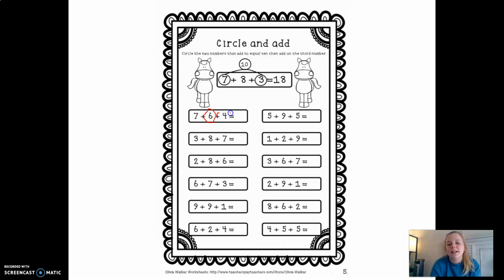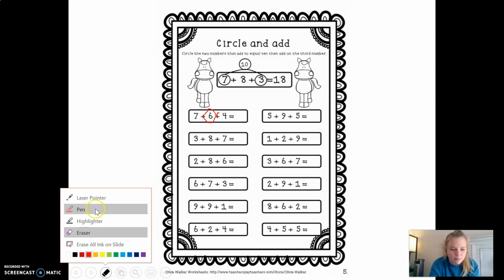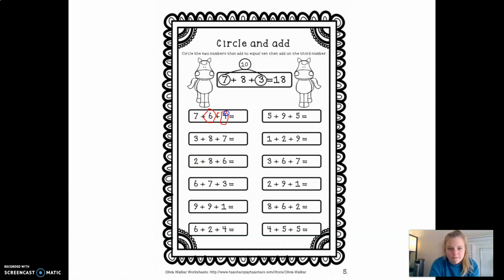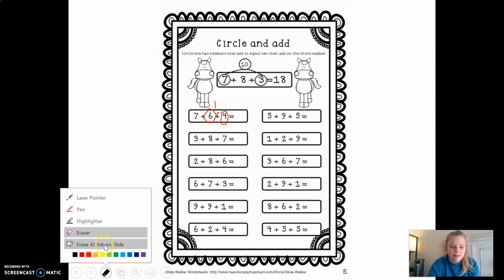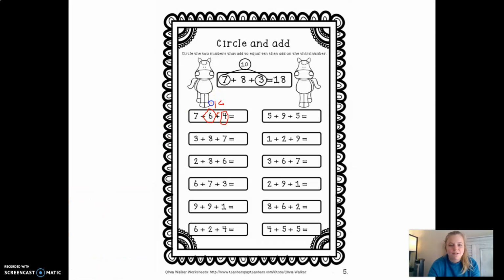I see the 6 and the 4, which, ooh, let me fix that. Fix my circle so I can still see the problem. Okay, so 6 and 4 get me 10. Am I done? No, what do I still have to add? I still have to add on the 7, right? So I have 10. Okay, so I have the 10, and now I need to make sure I go back and add my 7, right? So what is 10 and 7 more? 7 plus 10 is, yep, 17.